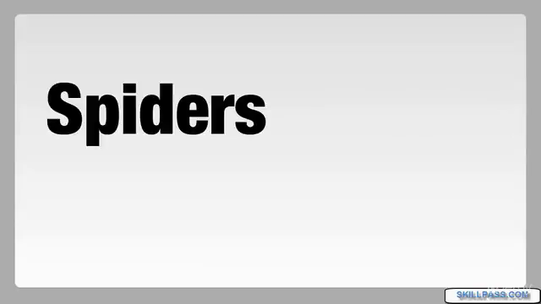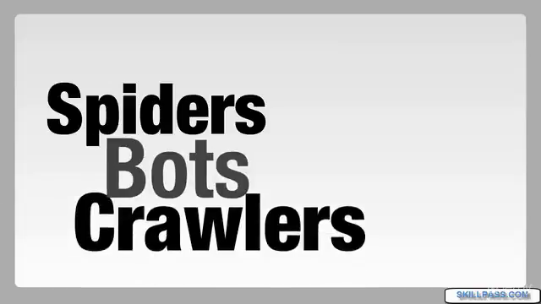So the first thing we need to know about how search engines work is there's a little thing called spiders. Spiders are a software program that is sent out by the search engine to find new information. Now, we also call these bots or crawlers. Again, there are some strange names in this industry, but all three of these words mean the same thing. It's a software program that the search engine uses to request pages and download them.